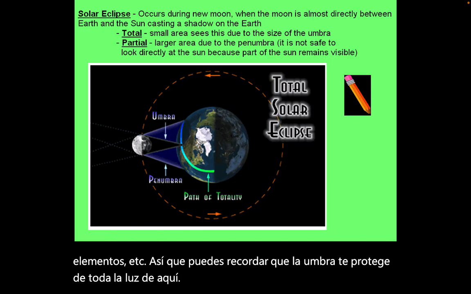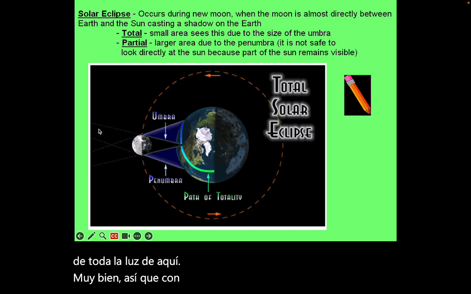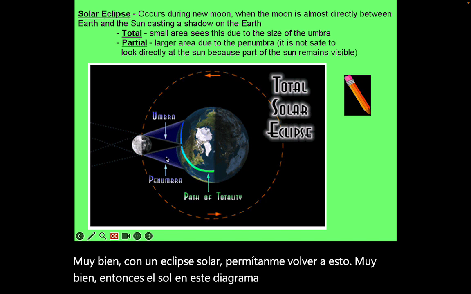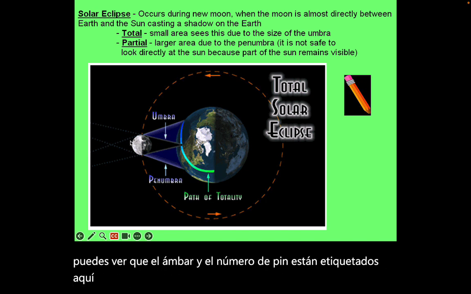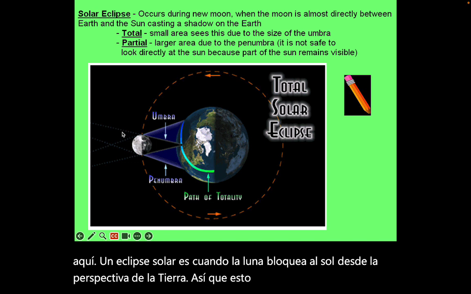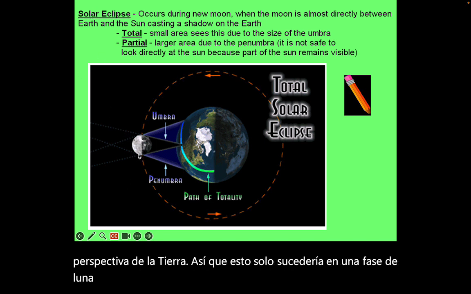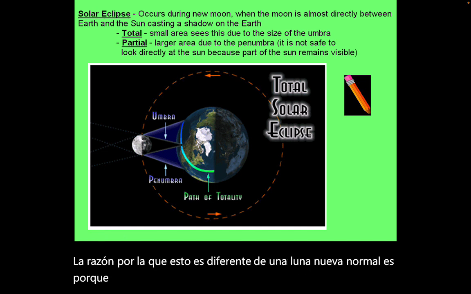All right, so with a solar eclipse, let me go back to this. The sun in this diagram would be over here on the side. You can see that the umbra and the penumbra are labeled here. A solar eclipse is when the moon blocks out the sun from Earth's perspective. So this would only happen in a new moon phase because the sun would be over here, moon's right here. The reason that this is different from a regular new moon is because the moon is going to fall in that specific angle to block out the sun from Earth's perspective.